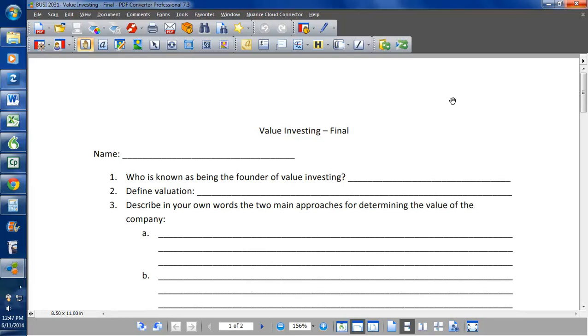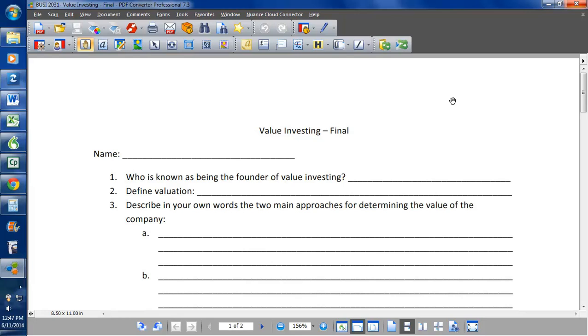That's Benjamin Graham. He was kind of the one that wrote quite a few books around this area. He was the one that Warren Buffett ended up picking up quite a few of his principles from reading his material. All right, number two, define valuation.